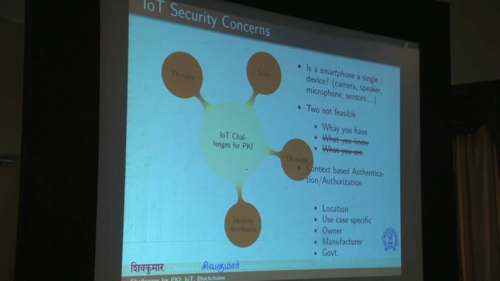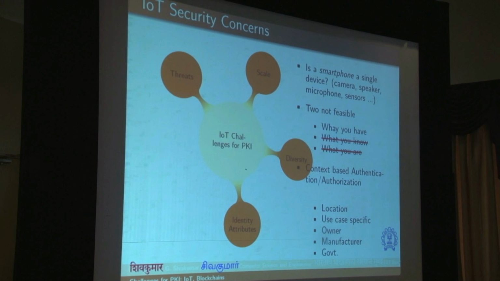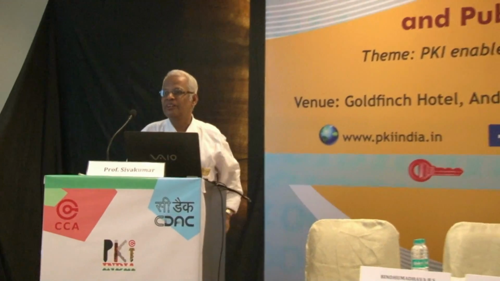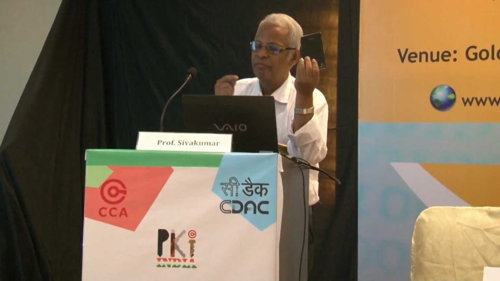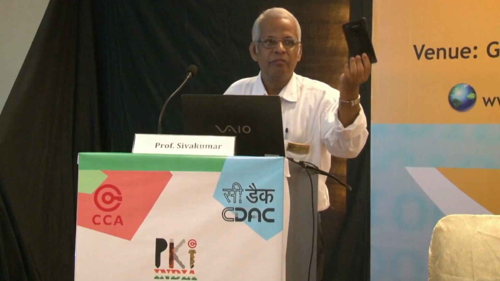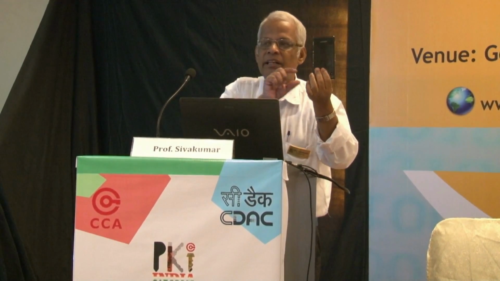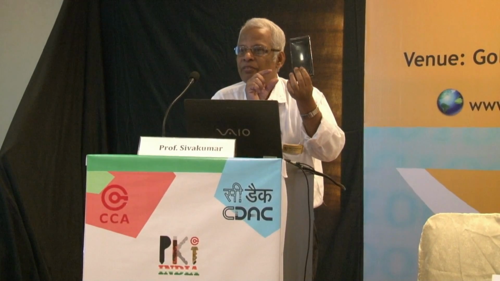And then comes this issue of identity itself. In most of the transactions that traditional PKI is talking about, we have an identity, you just have to prove that you own a particular domain name or you own a PAN number. And then you sign. But it's not like that. A phone is not a single device. A phone has a camera, it has a speaker, it has a microphone, it has other sensors, and I may be able to allow others to access certain parts of my phone.